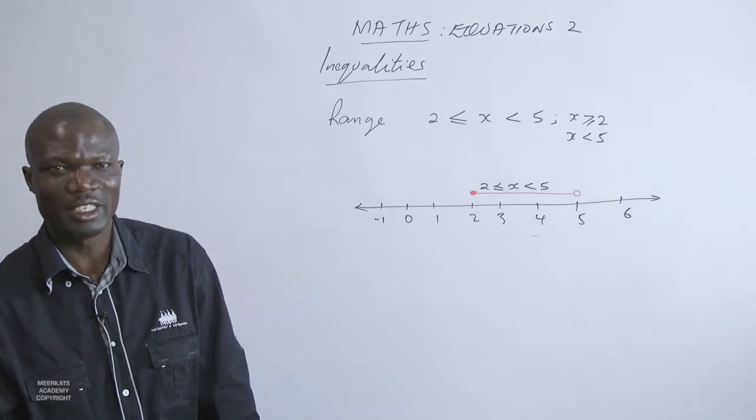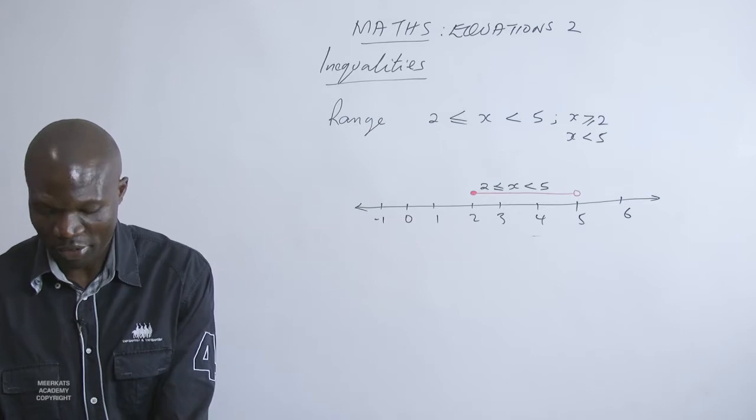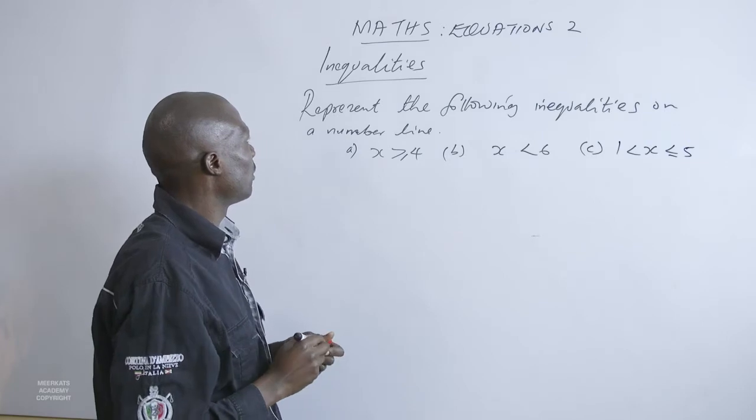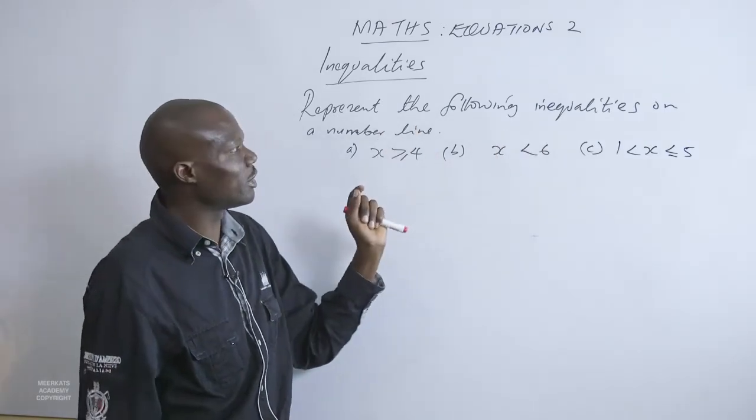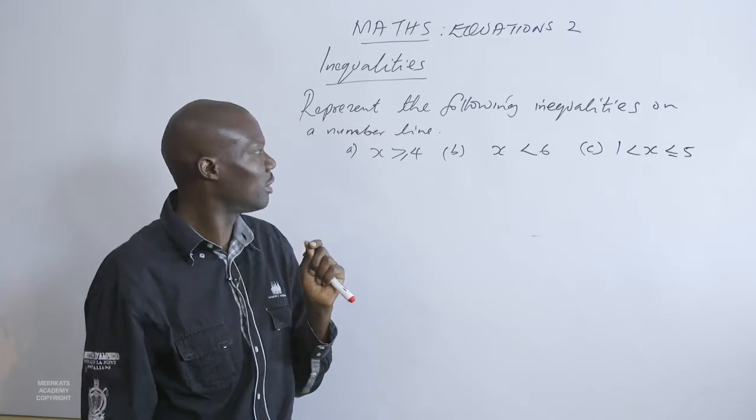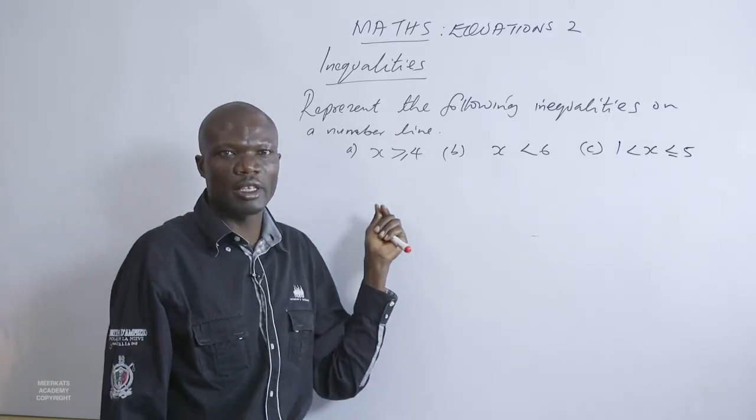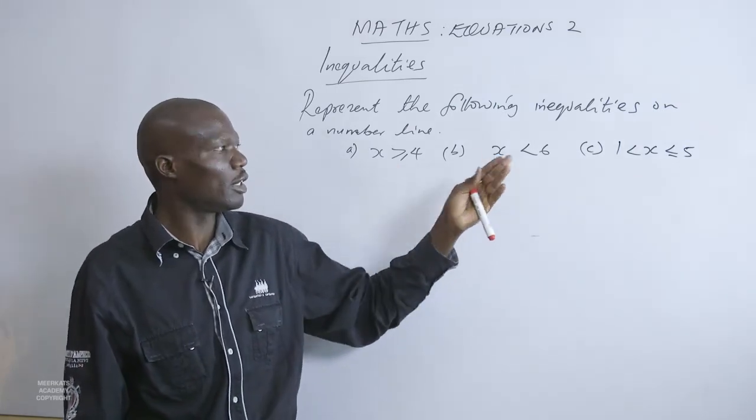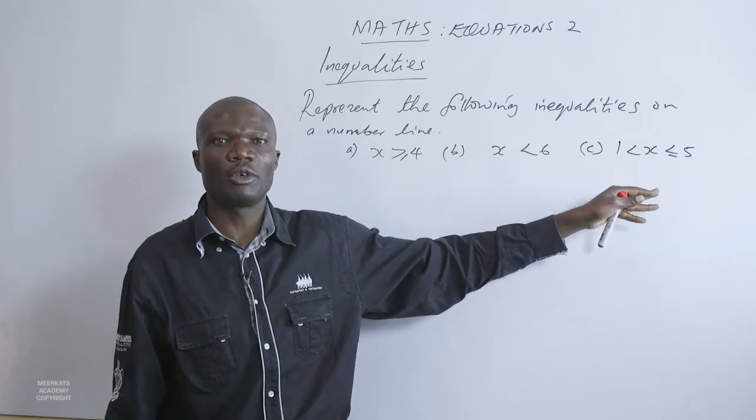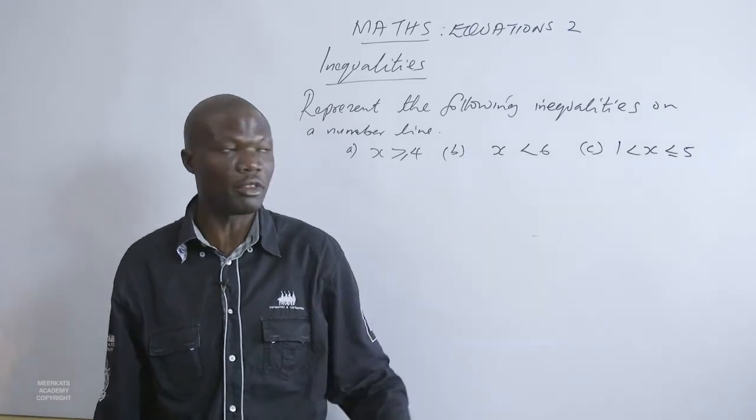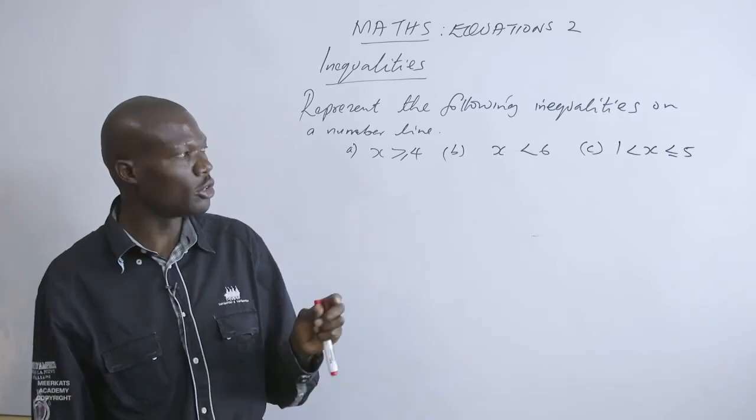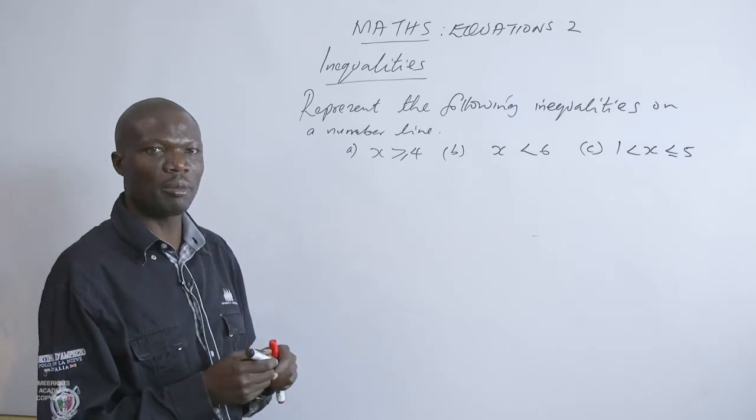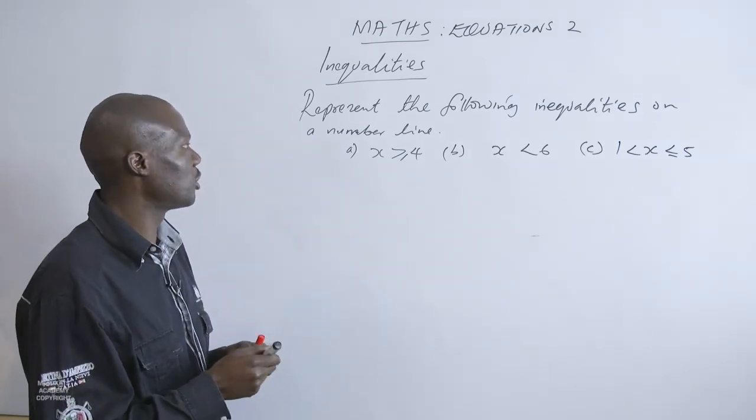So let us look at questions on this. Represent the following inequalities on a number line. A, x is greater than or equal to 4. B, x is less than 6. C, 1 is less than x, which is less than or equal to 5. This one is showing us a range. We are to use different number lines, not the same. So we shall have a number line for each.